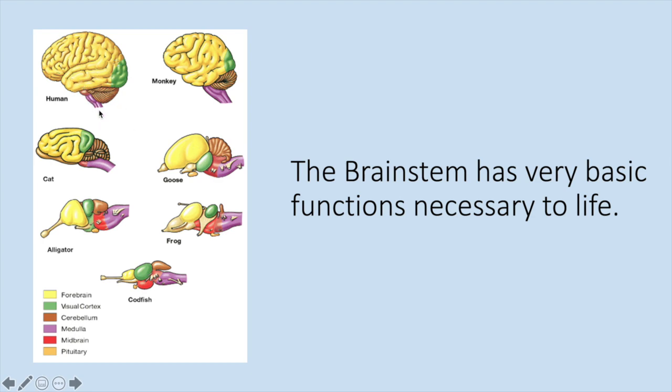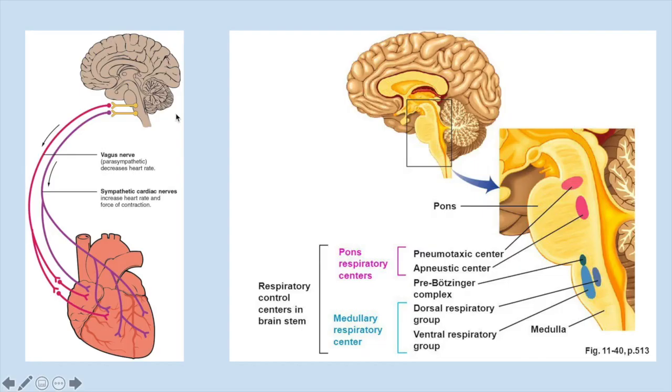But if we have a look at this purple section, the brainstem, we can see that it actually looks really similar compared to all of these different animals. So the brainstem is going to carry out all these basic functions which all of these animals need in order to survive.